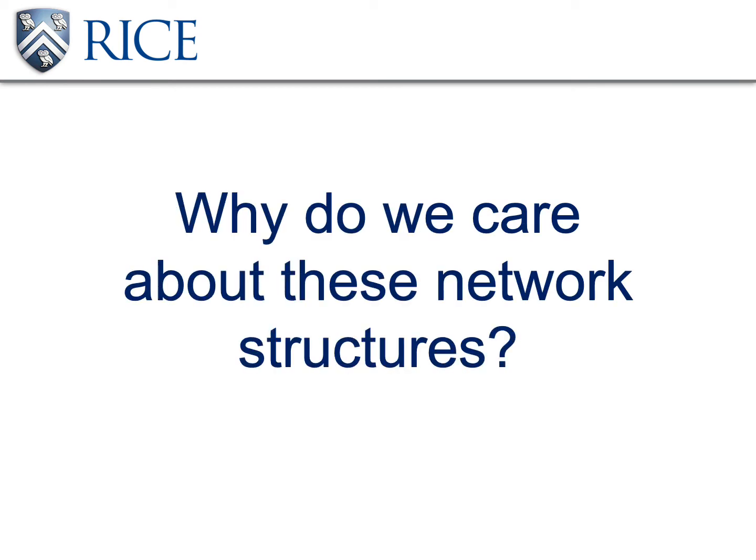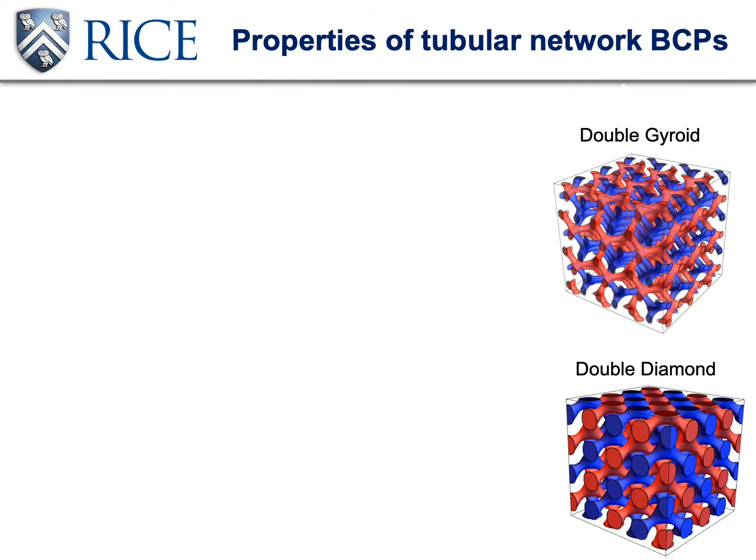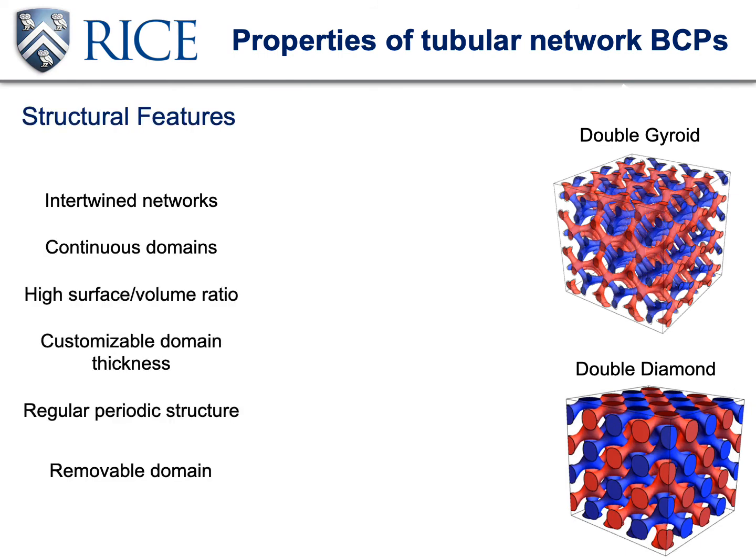So why do we care about these network structures? These structures have several useful features. For starters, all the individual networks are 3D continuous, meaning you can start anywhere within a network and get anywhere else within that network without crossing any boundaries into another domain. The matrix surrounding the networks is also continuous. These networks also have a very high surface area to volume ratio.